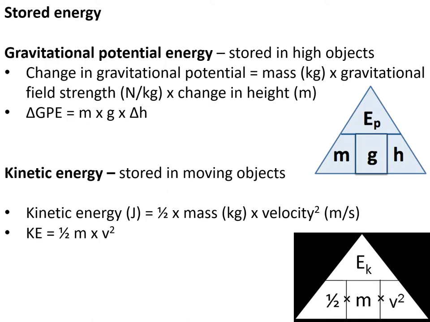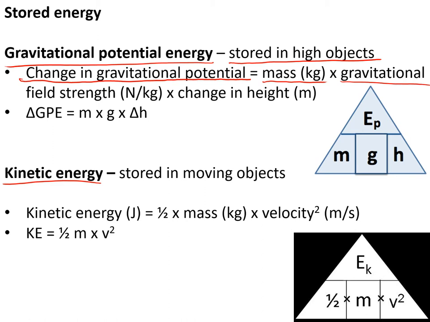Now, stored energy, two particular types you need to know about. We've got gravitational potential energy and kinetic energy. Gravitational potential energy is energy stored in objects based on how high they are. And we don't calculate gravitational potential energy itself so much as changes in gravitational potential energy. So the change in gravitational potential energy is the mass times the gravitational field strength times the change in height. So we say delta GPE, that triangle is delta, which means change. Okay, so the change in GPE equals the mass times the gravity times the change in height.